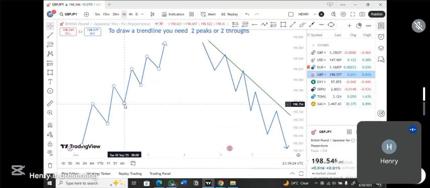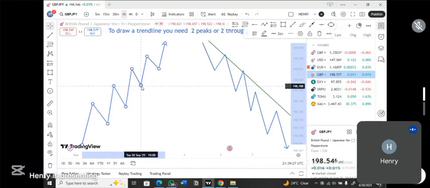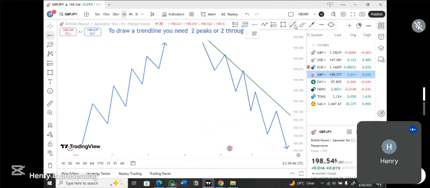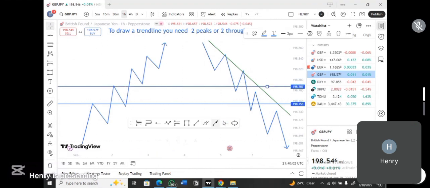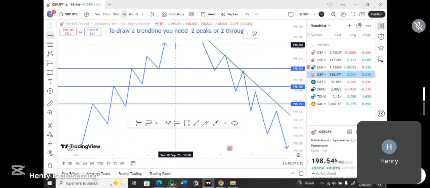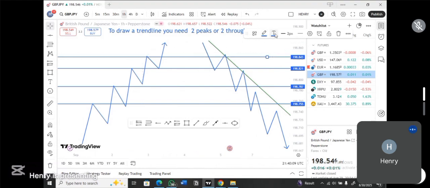Peak in the market is just a high. Let's say you reach your peak, you reach your high. So if we say peak in the market, see, this point is a peak. This point is a peak. This point is a peak. You get it? This point is what? Peak.